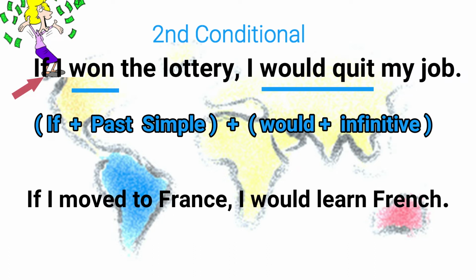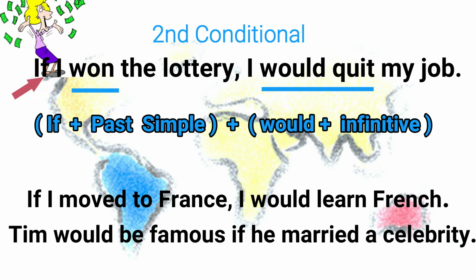If I moved to France, I would learn French. Me learning French is depending on me moving to France. In the action clause of my sentence, I have if followed by the verb move conjugated in the past simple, which is moved. And in the consequence, I have would plus the infinitive learn. And in my last example, Tim would be famous if he married a celebrity. Tim being famous is dependent on him marrying a celebrity. Again, I changed the order of the conditional, but I can still find my if and see it's followed by a past simple verb, and in the consequence, would is followed by the infinitive be.